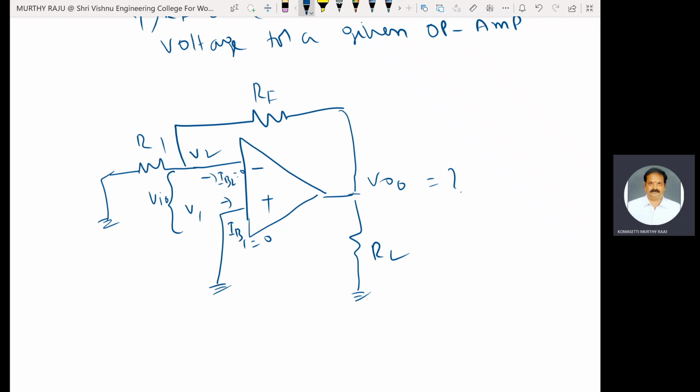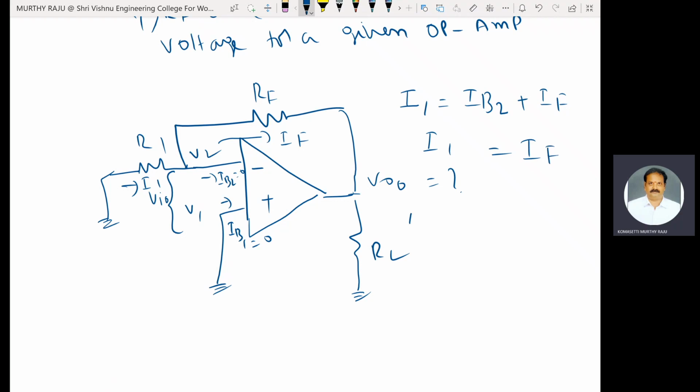Here apply nodal analysis. Two currents are there here. This is the current I1, and this is the current IF. We know that I1 is equal to bias current IB2, and IB2 is equal to IB1 is equal to IB, the bias current, plus IF. Suppose IB2 is equal to 0. Then I1 is equal to IF.